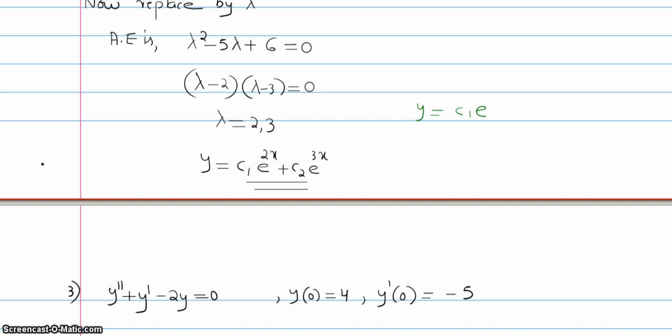The general solution format will be y equal to c1 e raised to lambda 1 x plus c2 e raised to lambda 2 x. Take lambda 1 as 2 and lambda 2 as 3. Both are the same if we take lambda 1 as 3 and lambda 2 as 2. So the general solution will be c1 e raised to 2x plus c2 e raised to 3x.